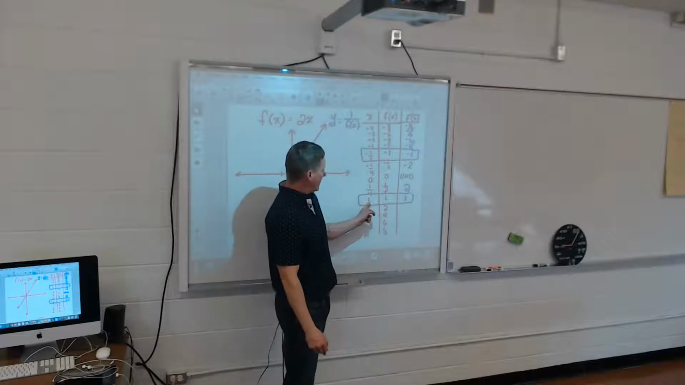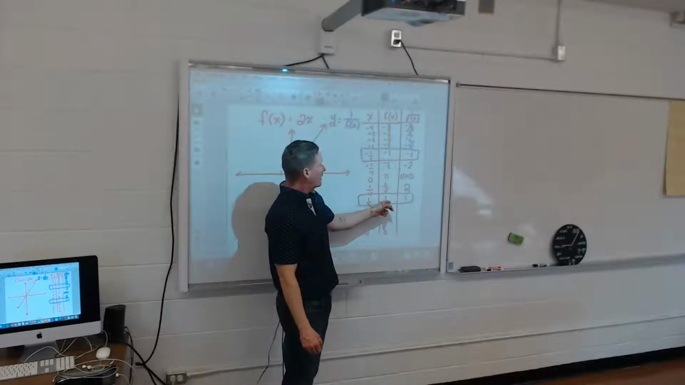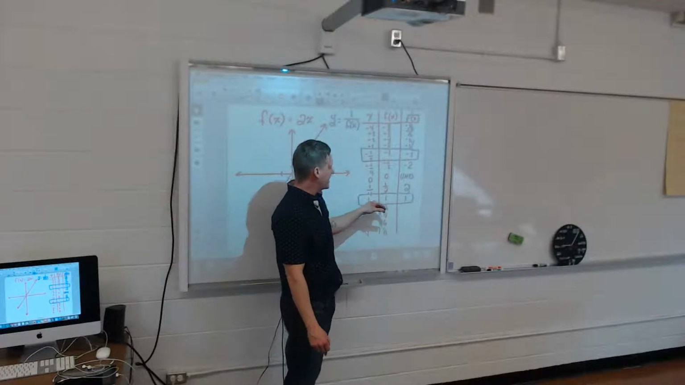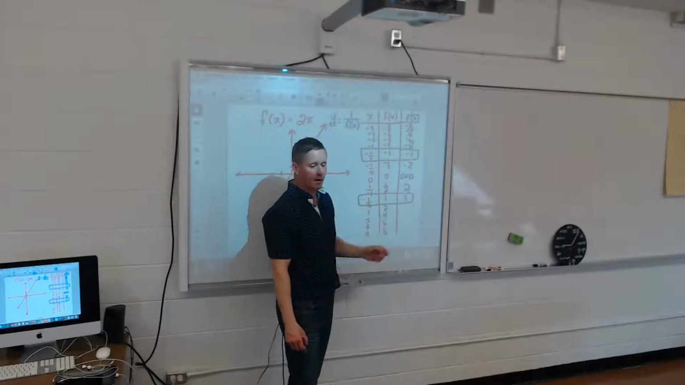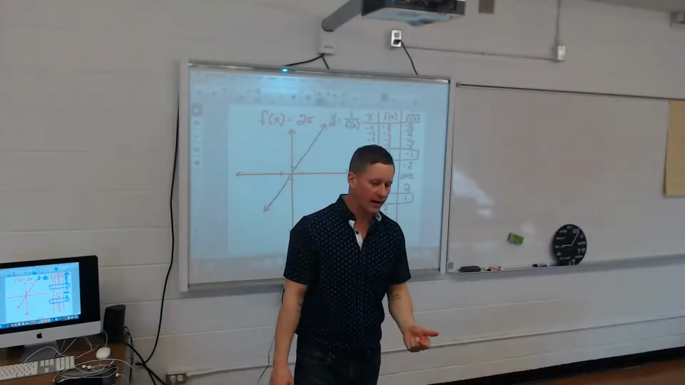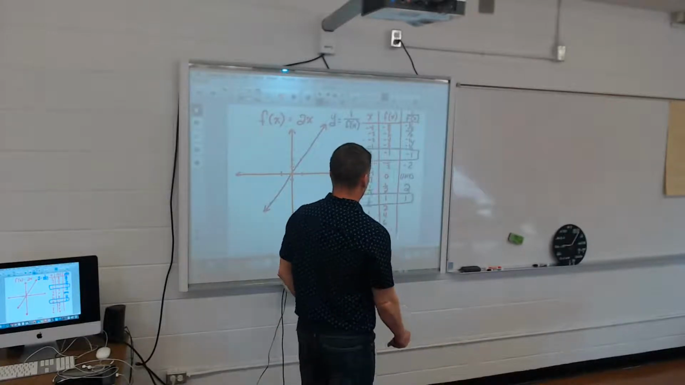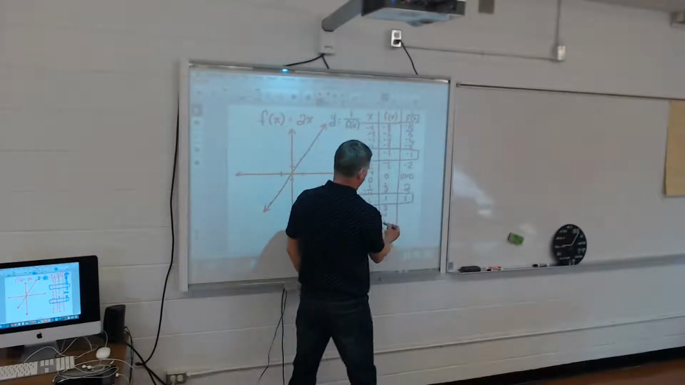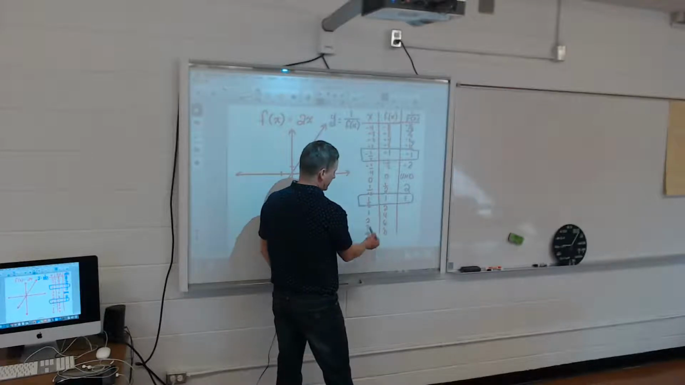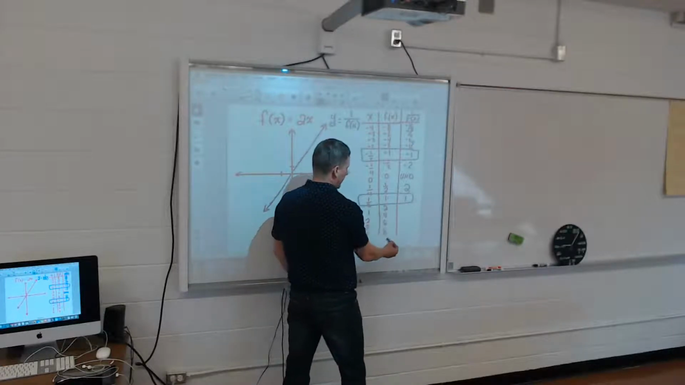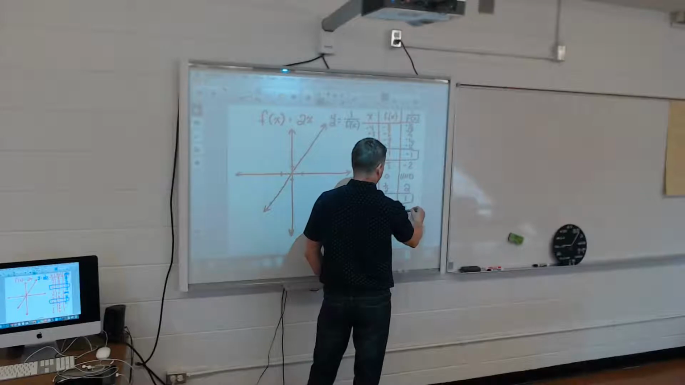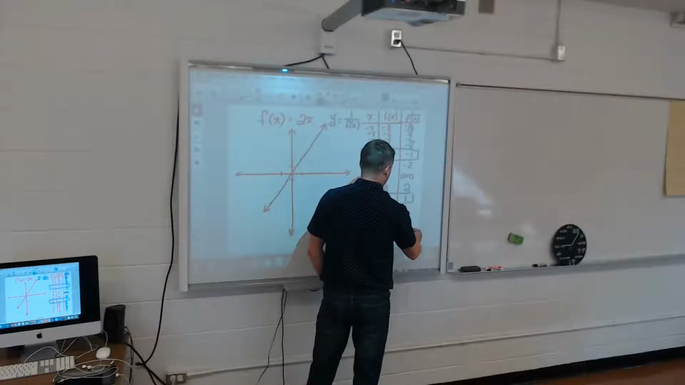Because when x is a half, it's 1 on the f of x graph. And when x is a half, it's also 1 on the 1 over f of x graph. And I'll explain that in 1 second. And then as my values get larger, these values are going to get smaller because they become fractions. 1/2, 1/4, 1/6, and 1/8.